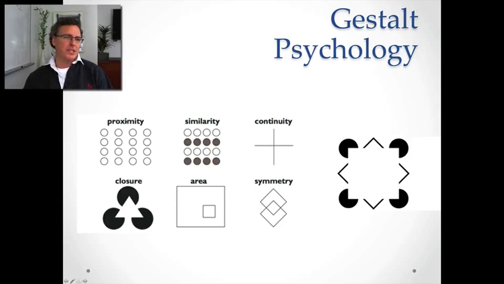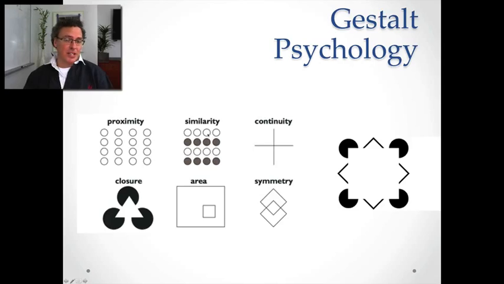So for example, proximity. The idea here is this is really 16 circles, but we will tend to see this as 4 vertical groupings of 4 circles each. That is, each of these 4 feel like they group together. Why? Because they're closer to each other than they are to their next neighbor on the horizontal dimension. So they just group because they're close. Things that are close together tend to group.